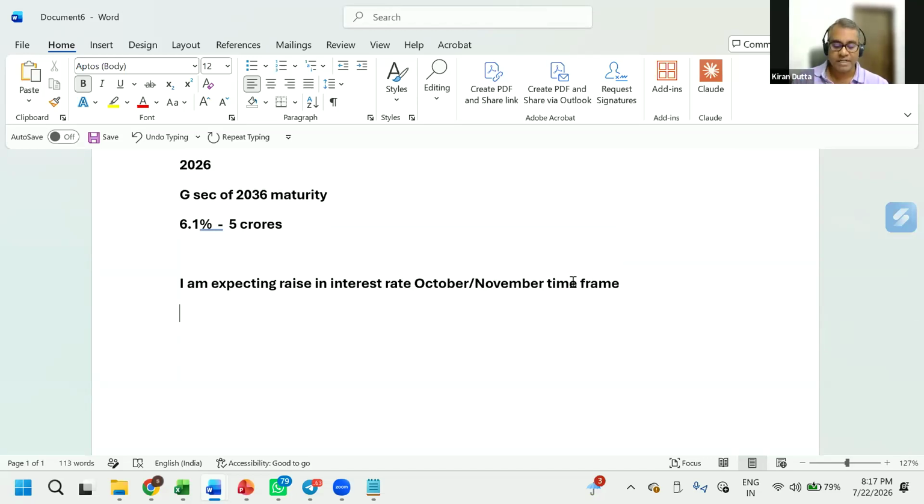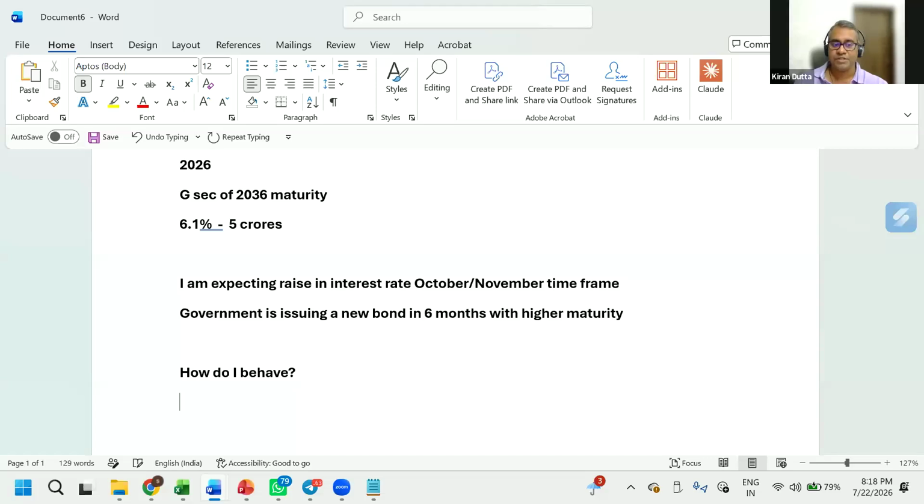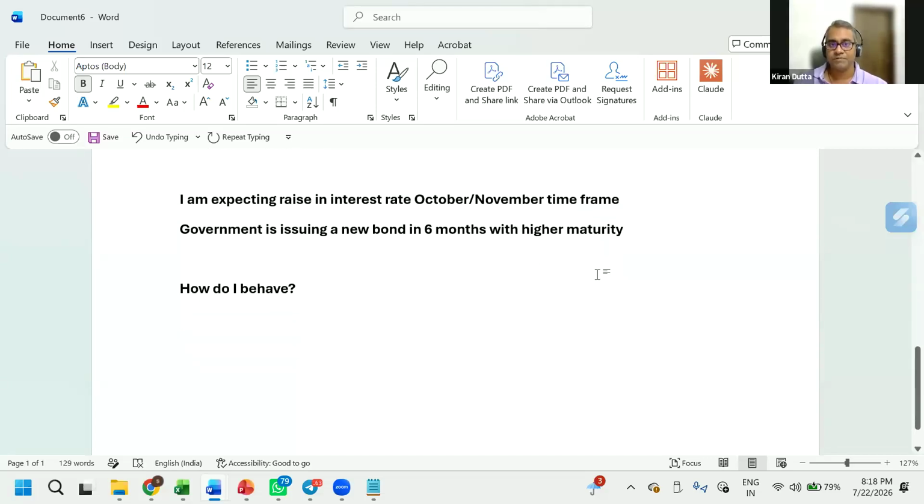And there could be a second scenario also, that the government is issuing a new bond somewhere around 6 months with higher maturity. Here what am I getting? 6.1. Imagine now I might be getting 6.3 or 6.4 or 6.5. Now, what is going to happen for my GSEC here? If I'm an investor, or if I'm invested into this, how do I behave? Tell me a couple of scenarios.